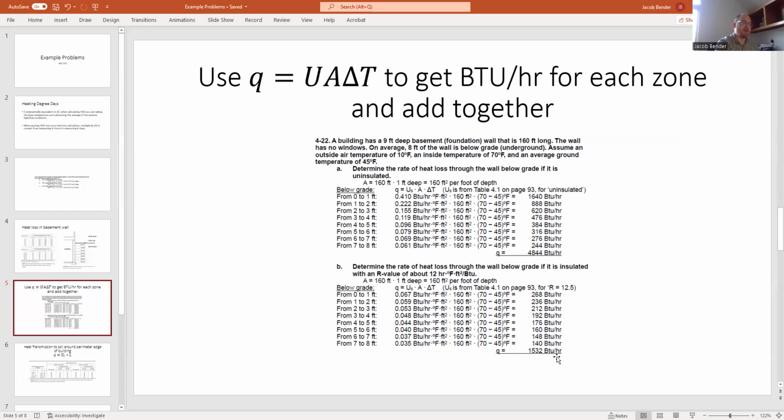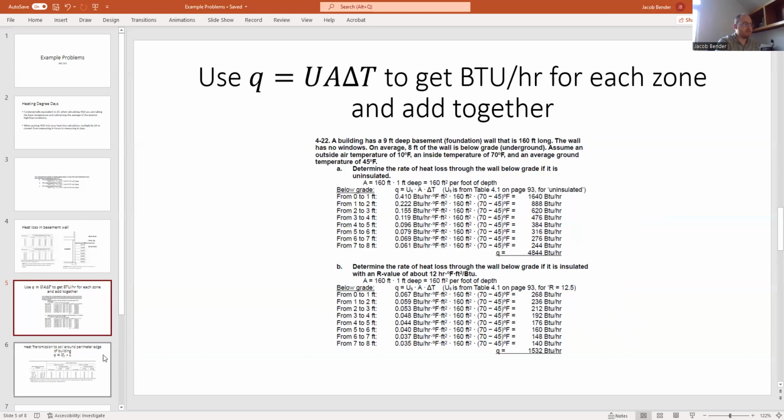1,532 BTUs per hour. Now, everything else being equal, these two problems are identical except one's uninsulated and one does have insulation. You'll notice that the insulated rate is 1/3 of the uninsulated rate. So it's making a pretty substantial difference to your overall heating load in that basement area.